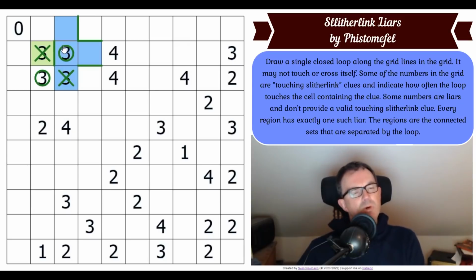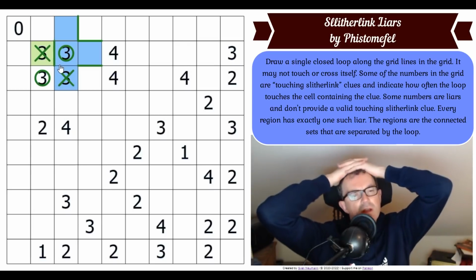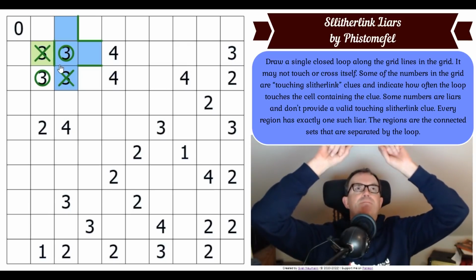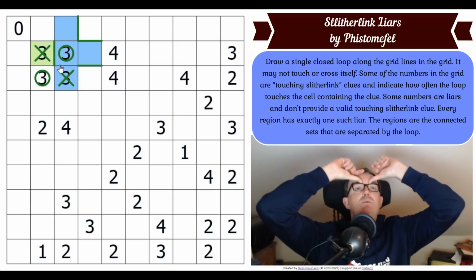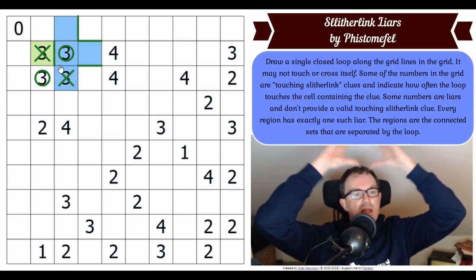Oh, is this the point? Is this the point, actually? Maybe this is the point. It's like a funny little game of noughts and crosses. What would be the situation if, in this 2x2, God, I've taken half an hour thinking about this.